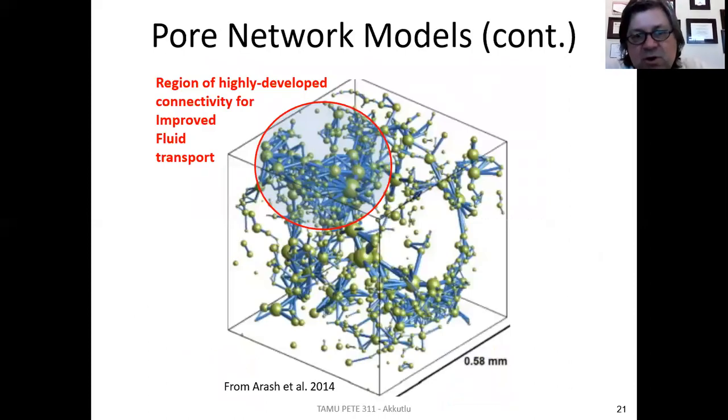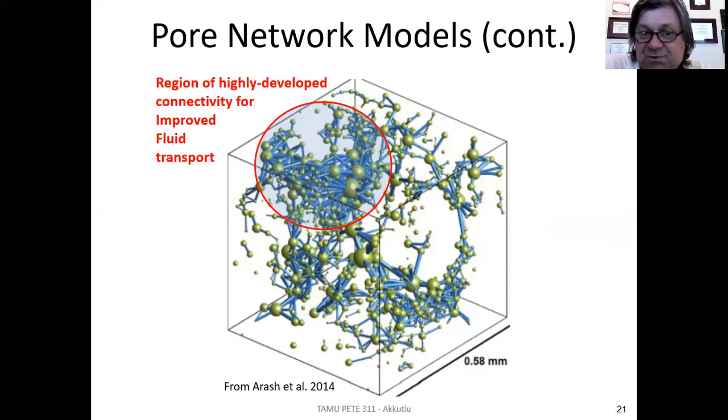So here's another network, a 3D network showing the interconnectivity of the network. As you can see, there's not a lot going on here. This part of the matrix lacks pores and connectivity. So this is a solid-rich region, right? But as you move to the left-hand side and look at that area emphasized with this red circle, you see significantly improved connectivity. So this is a region of highly developed connectivity, which is going to improve the fluid transport, okay? There will be more storage, and that stored fluid can flow a lot easier.